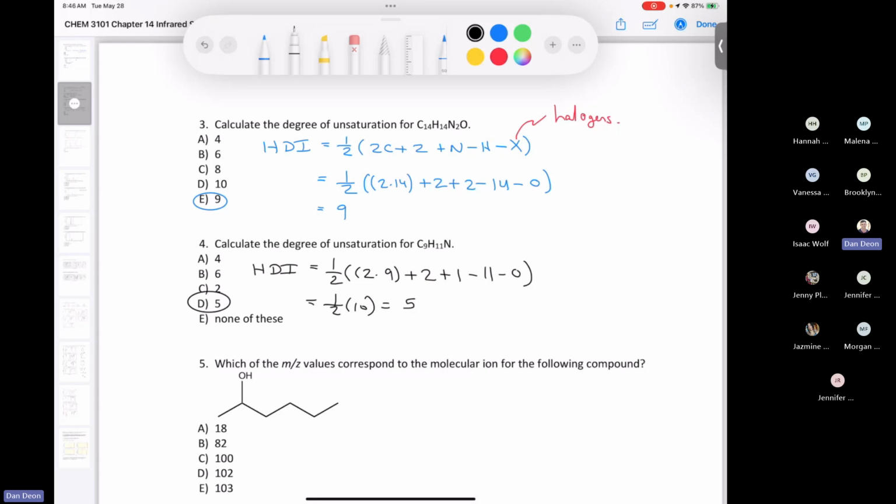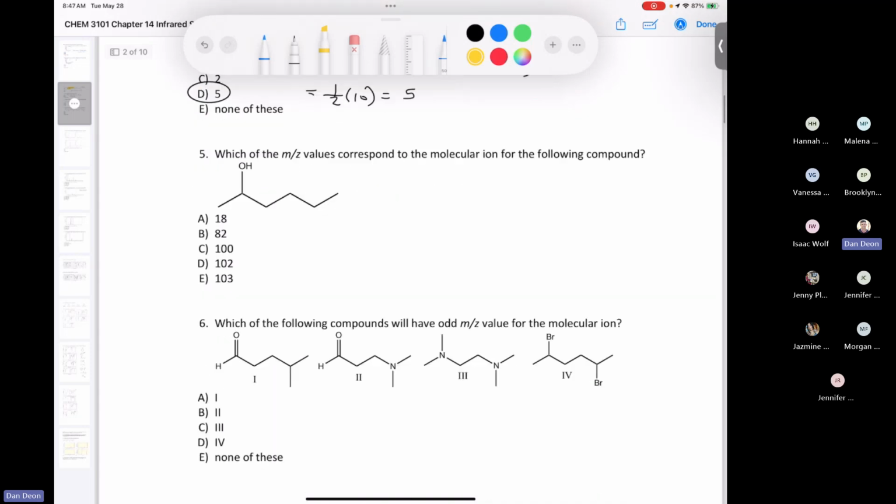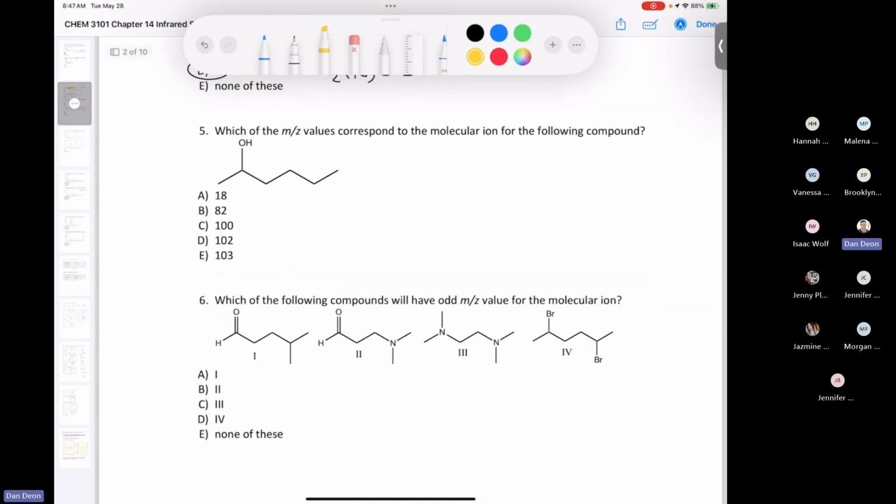Okay, there we go. So students are usually excellent at calculating degrees of unsaturation, or HDI. As long as they have the formula down pat, it's usually not any problem at all. So the next one says, what mass over charge values correspond to the molecular ion for the following compound?